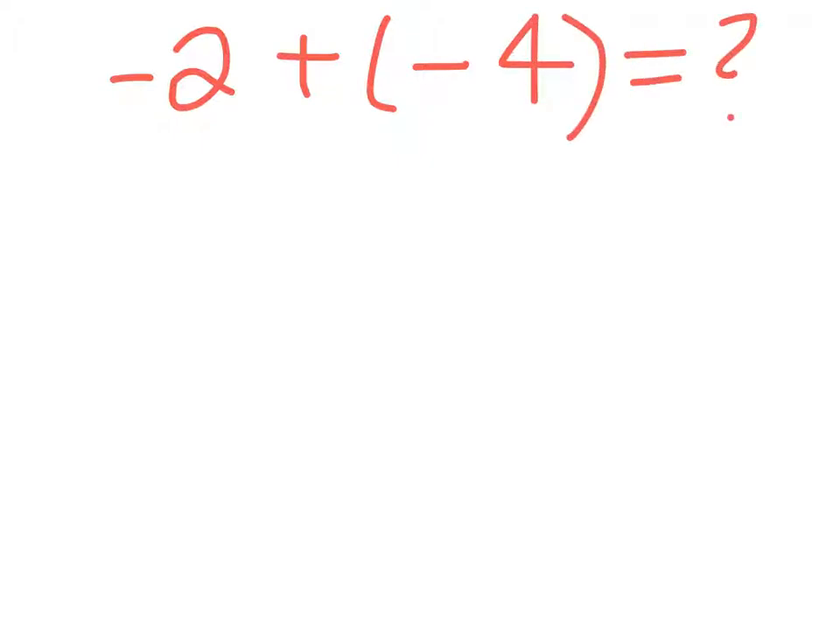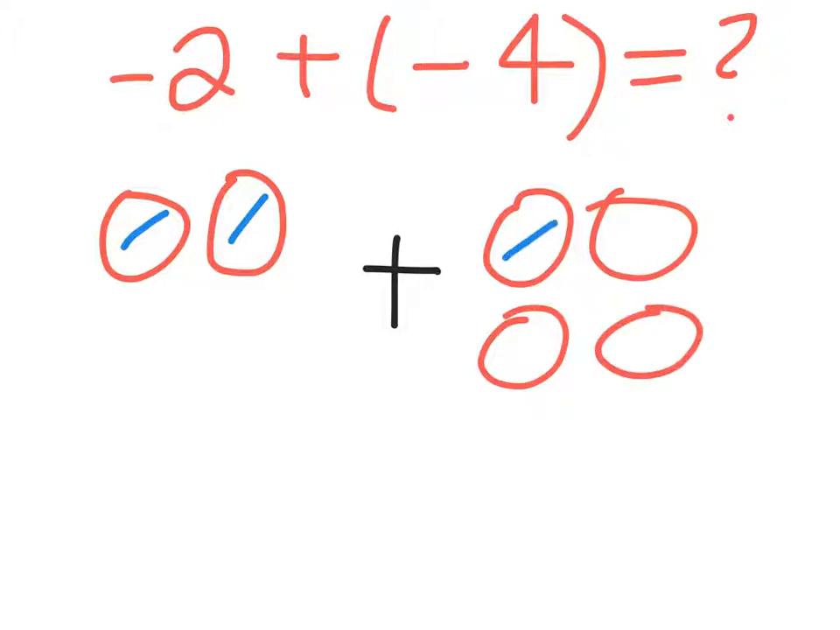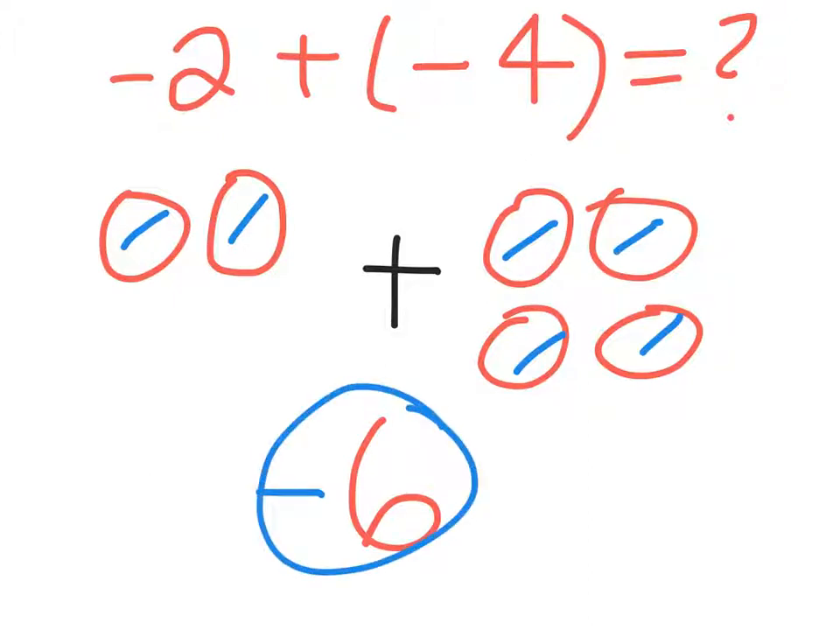Okay, so we have our 2 negative counters plus our 4 negative counters. Now counting these, we have 1, 2, 3, 4, 5, 6. So this would be 6. But we need to do one more thing. Because these are negative, we have to tag on that little negative sign. So now it becomes -6. Okay?